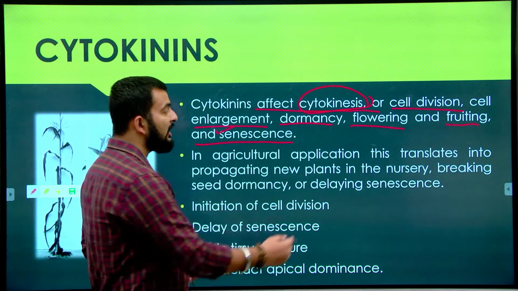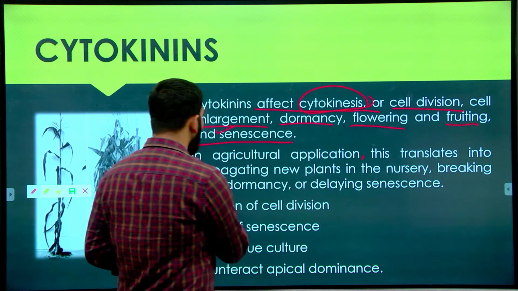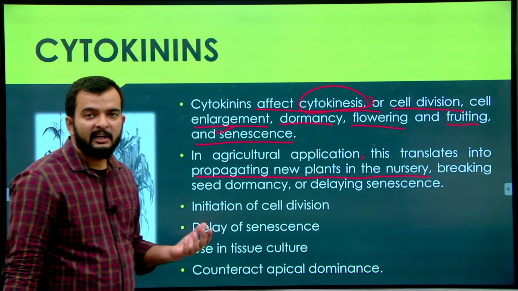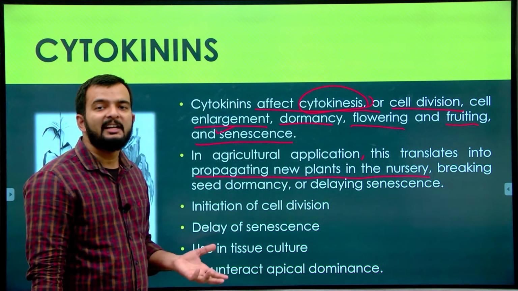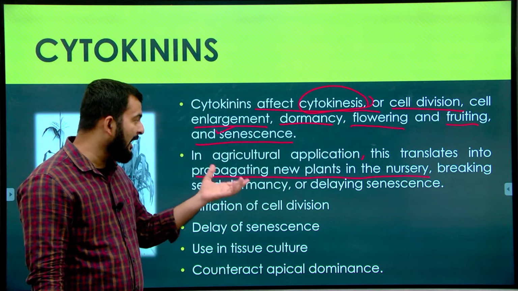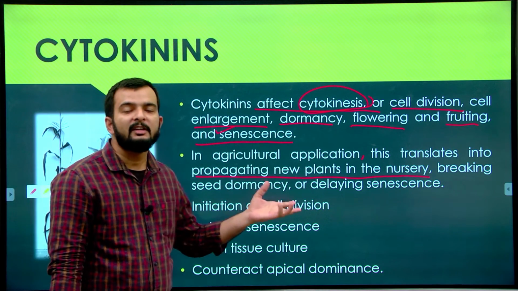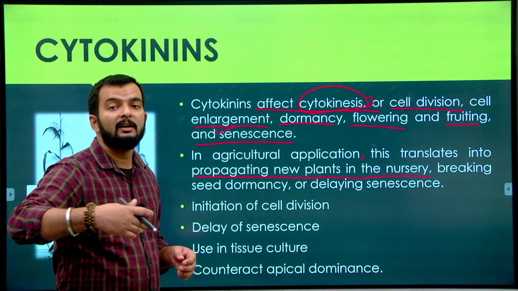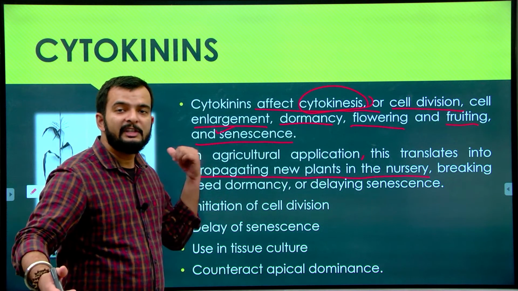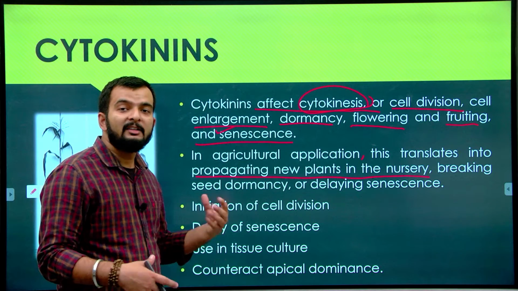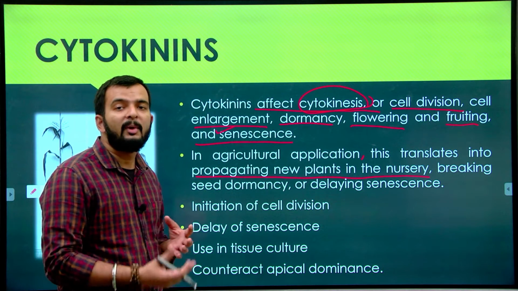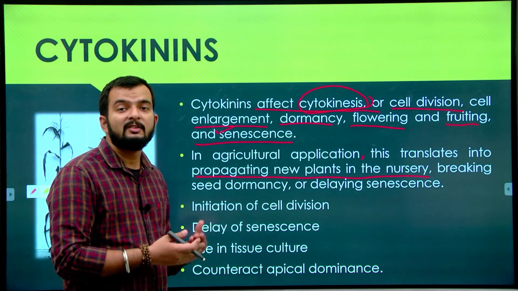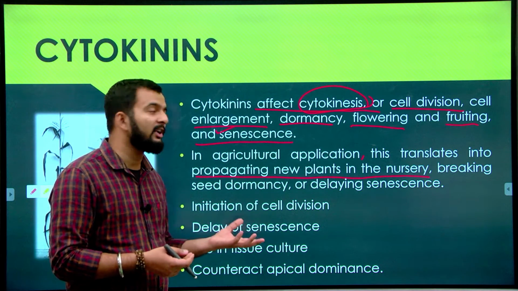Okay. In agricultural application, this translates into propagating new plants in the nursery. If in a nursery we see, the cytokinins are helpful in propagating new plants, like if you are grafting or cutting one part of the plant and sowing it somewhere else. With the application of cytokinins, as it helps promote cell division, your plant will grow further, like it will grow fast, and there are fewer chances of the plant dying out during propagation.